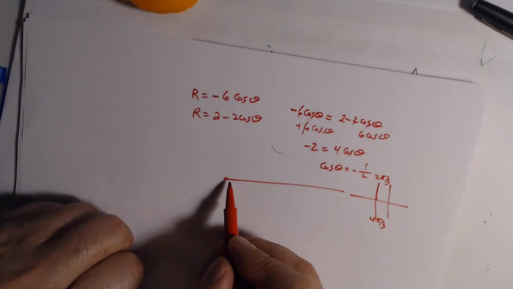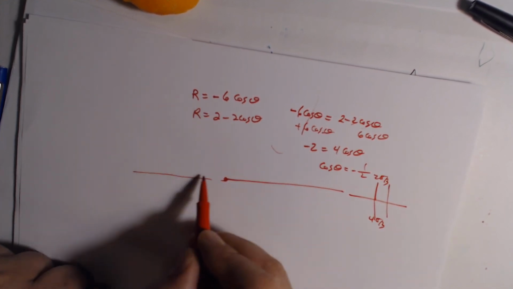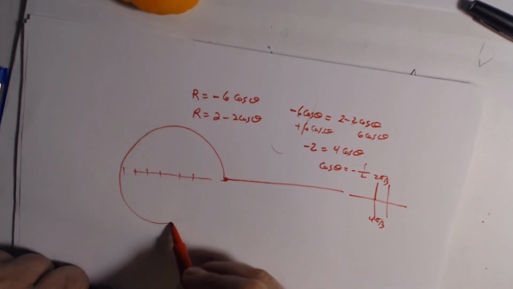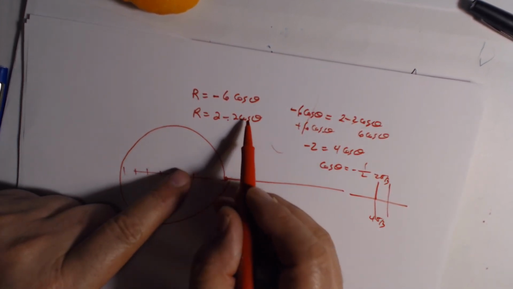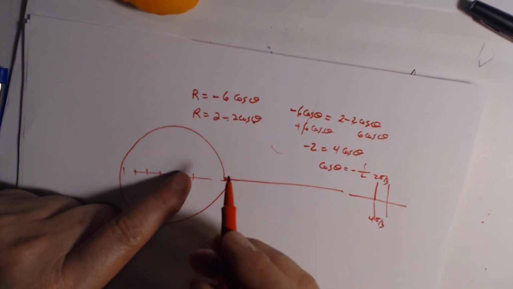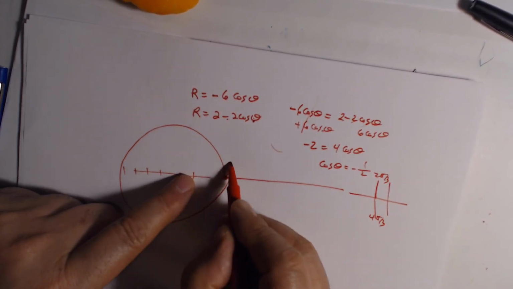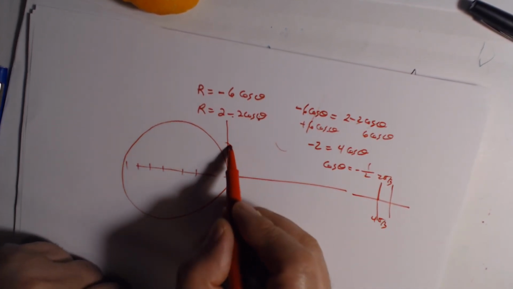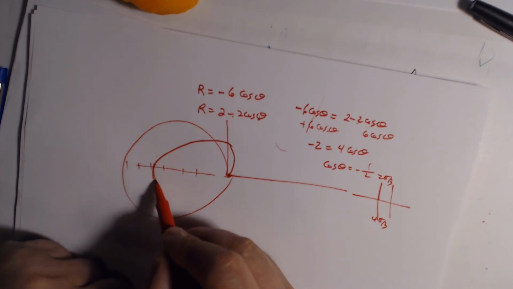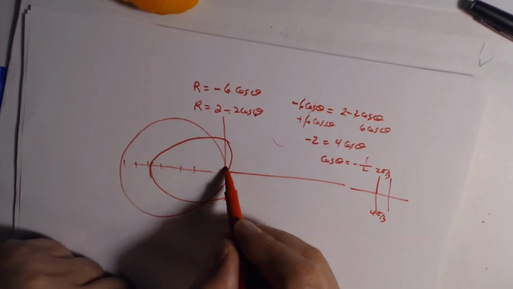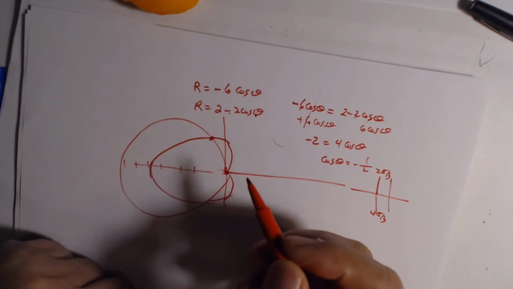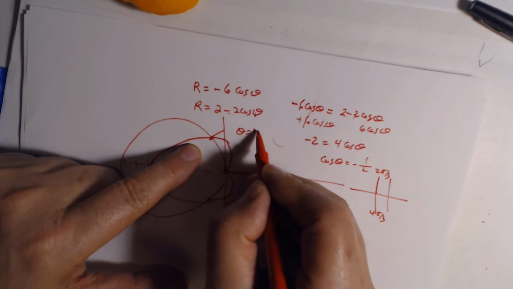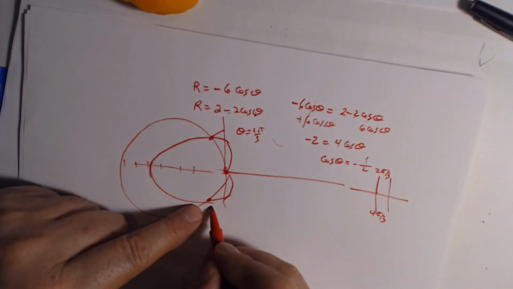Let me graph this. I know this is a circle with a diameter of negative 6. 1, 2, 3, 4, 5, 6. This is a circle. This is a cardioid. When theta is 0, you have a 0. When it's pi over 2, it is 2. And when it's 180 degrees, it is 4. When it's 3 pi over 2, you go right here. Therefore, do you see that's a point of intersection, and that's a point of intersection. That point of intersection is theta equal to 2 pi over 3, and that point of intersection is 4 pi over 3.